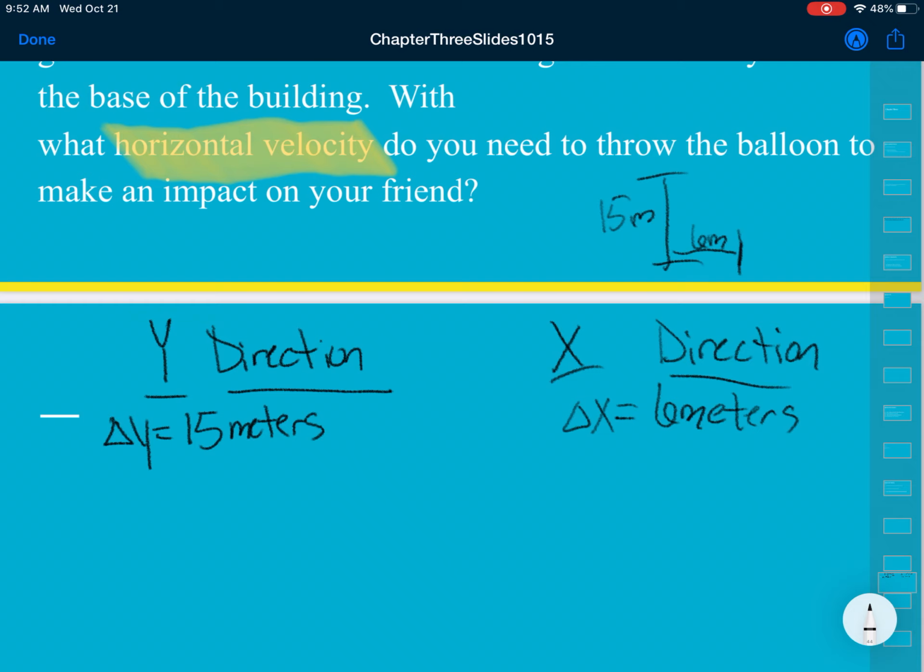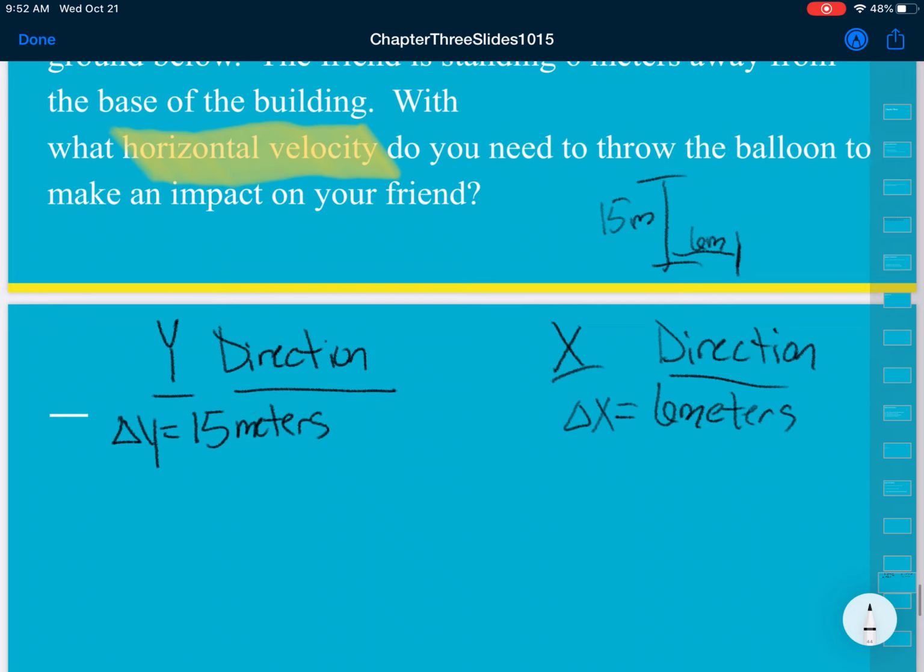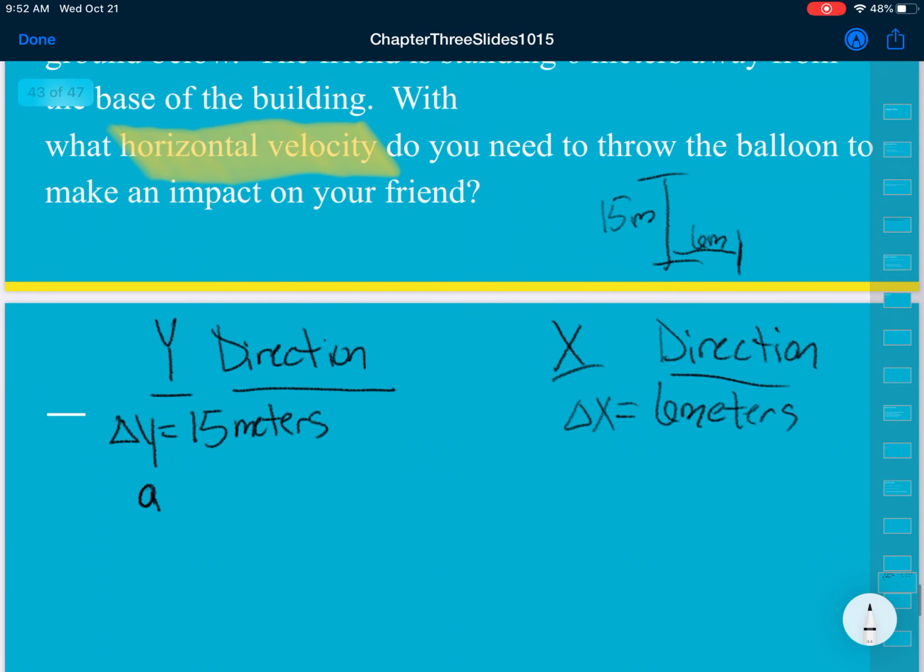All right, let's start filling in some other stuff we know. My acceleration in the y direction is always negative 9.8 meters per second squared. Most of us should have that memorized by now. We've used it plenty last unit, and we're using it again here in this chapter. So I hope that you have that negative 9.8 meters per second squared number memorized at this point. So we know our acceleration is that.